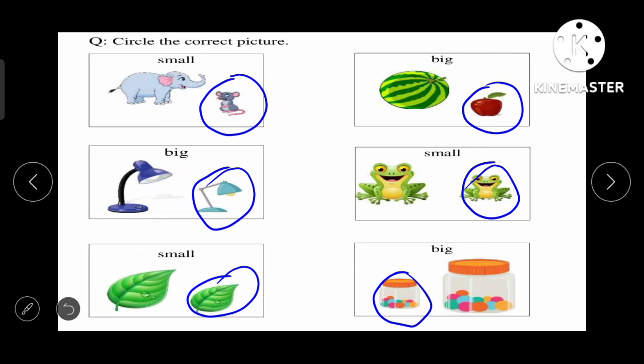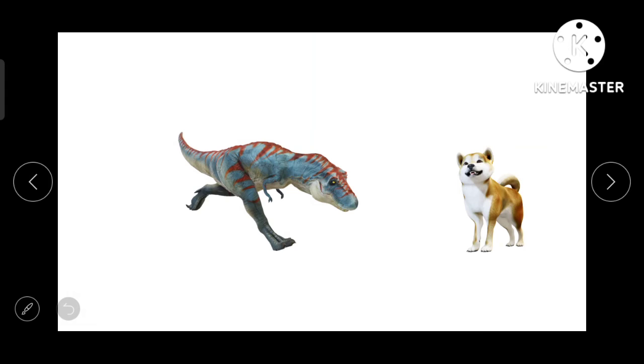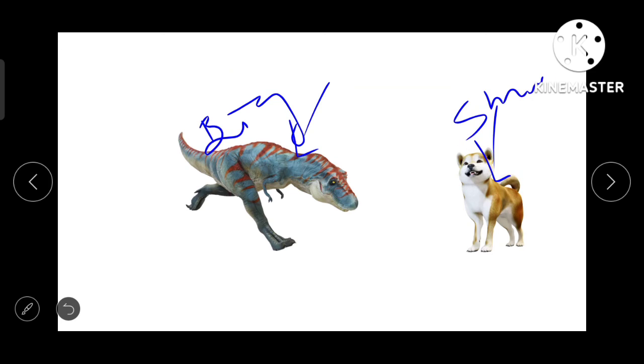So in today's topic, we compared the objects on the basis of their sizes, and when we compare objects on the basis of their sizes, we get a smaller object and we get a bigger object. One is small and one is big. Now here on the screen you can see dog and the dinosaur. Out of these two images, dinosaur is a big animal, and dog is a small animal.